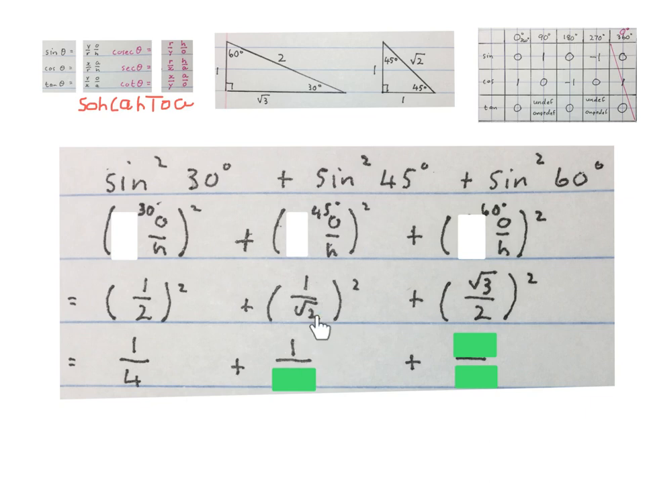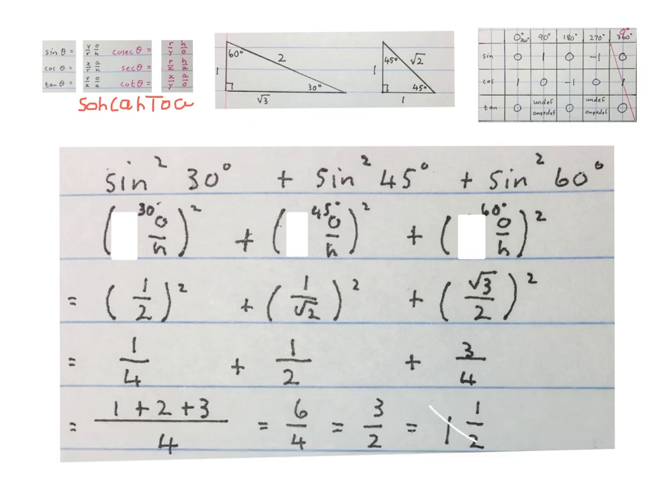Square root of 2 times square root of 2 gives me 2. And the same on this one. Square root of 3 times square root of 3 gives me 3. And 2 times 2 gives me the 4. Now it's normal fractions, plus and minus. Then you simplify, and you may stop at 3 over 2. Please stop the video and make sure you understand what happened here.